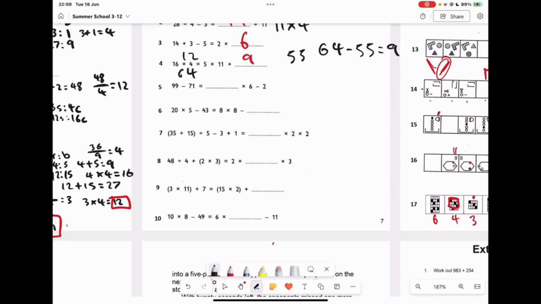Next is question 5. For question 5, we're looking at 99 minus something, minus 71, which is equal to, well, 99 minus 71, that's 28. And then something times 6 minus 2 is equal to 28. As we know, we always do multiplication first. So first we have to subtract 2. So that's 26.